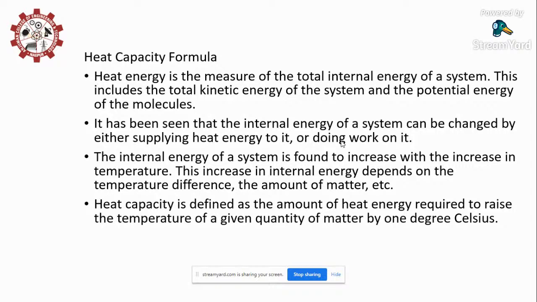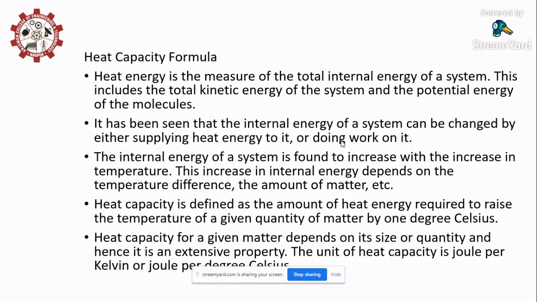So heat capacity is defined as the amount of heat energy required to raise the temperature of a given quantity of matter by 1 degree Celsius. ये हमने पहले भी पढ़ा था, कैलोरीफिक वैल्यू का भी डेफिनेशन almost same है, तो अब we again repeat the definition. Heat capacity is defined as the amount of heat energy required to raise the temperature of a given quantity of matter by 1 degree Celsius. ठीक है, तो heat capacity for a given matter basically depends upon its size or quantity, and hence it is an extensive property.